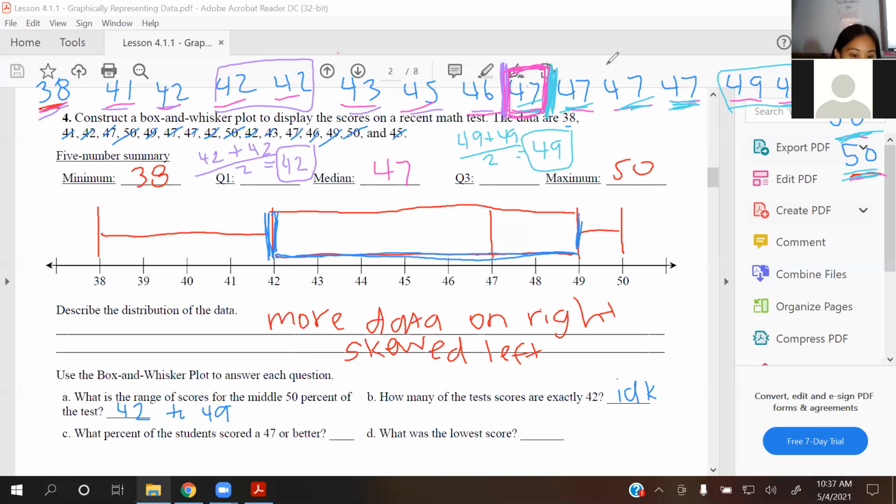Okay, what percent of students scored a 47 or better? So 47 or better would be from here all the way to here.